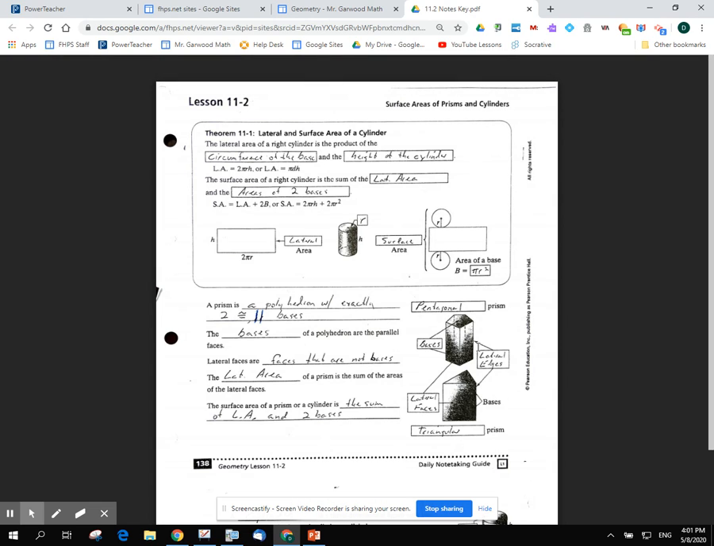Now you can read through the rest of this, find out what the circumference of the base is if you don't think you already know what the height of the cylinder is going to be. Quick note about that, the height of the cylinder is always perpendicular to the base. Don't think of it as being up and down, right?